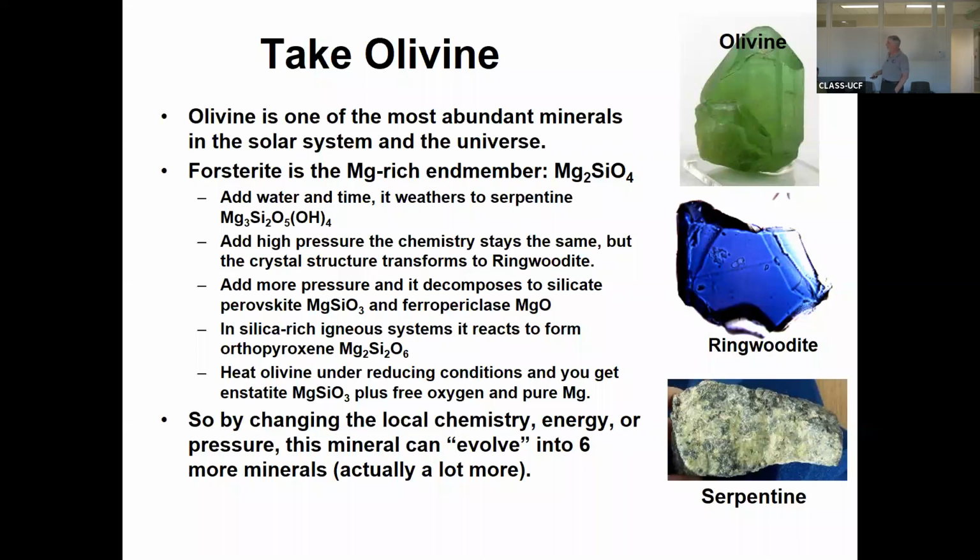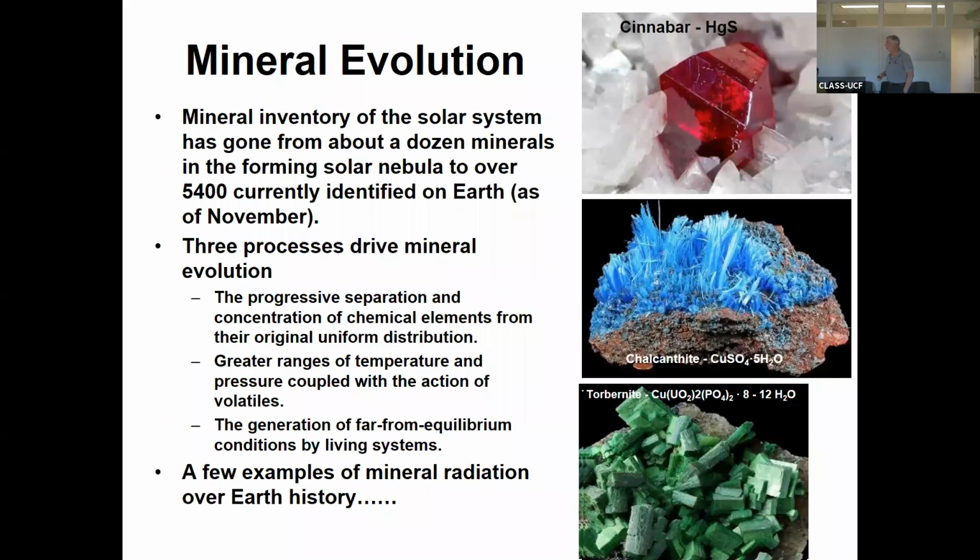So this gets really complex really fast. But to continue, the silica-rich igneous systems take olivine and react it to form orthopyroxene. If you heat olivine under reducing conditions, you get enstatite plus free oxygen and pure magnesium. So just one mineral, by changing the local chemistry, the pressure, the energy, you can evolve this into 6 more minerals. And actually, olivine evolves into lots more than that. So the mineral inventory of the solar system has gone from a few dozen minerals to something over 5,400. As of November, there are 5,417.